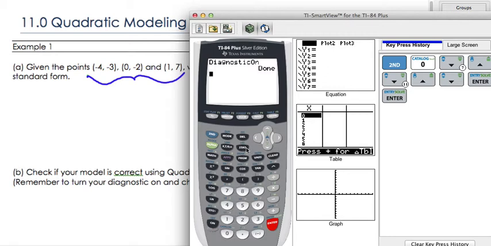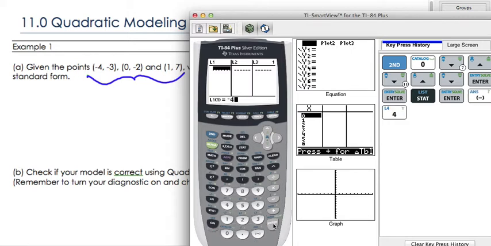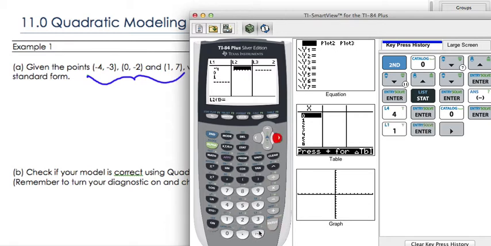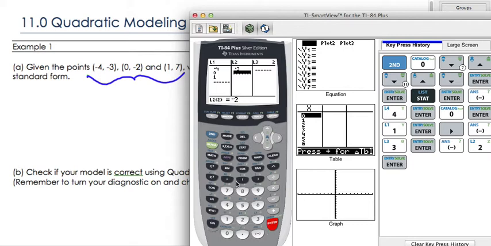And now we can go ahead and enter these 3 points into our list. So go to stat. We're going to edit our list, so we just press 1 or enter. In L1, we're going to make these all the x values. So I'll put in -4, 0, and 1. And then we'll go over to our list 2 here, and we'll put in our y values, -3, -2, and 7.